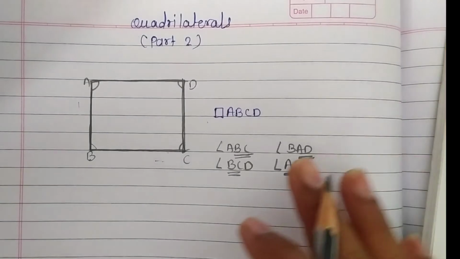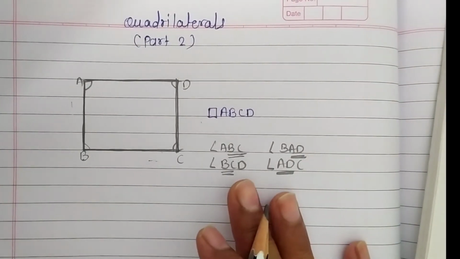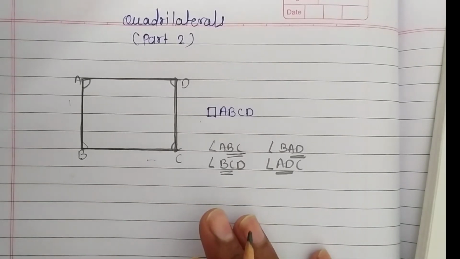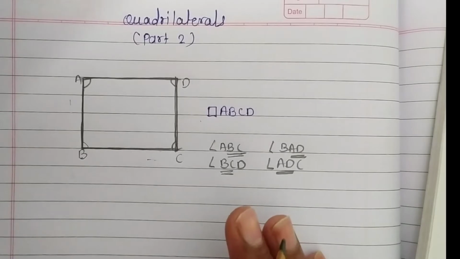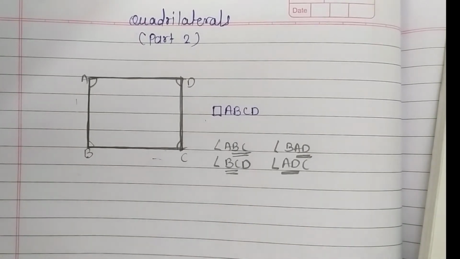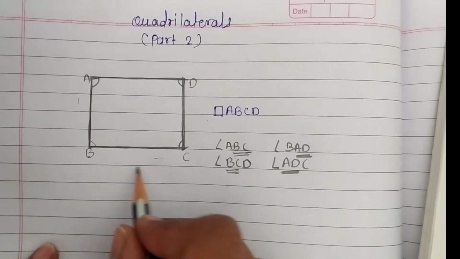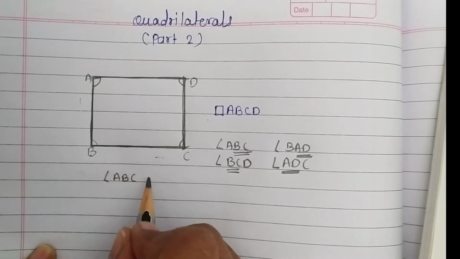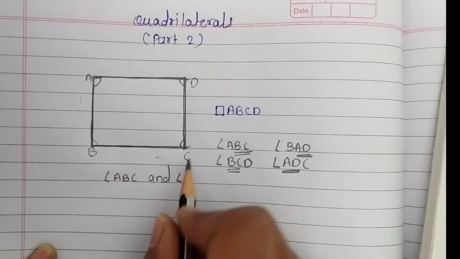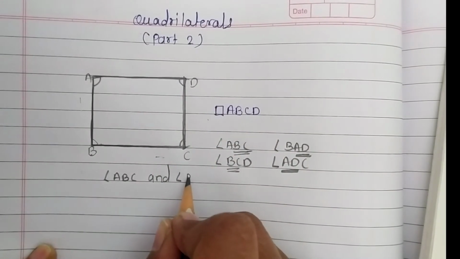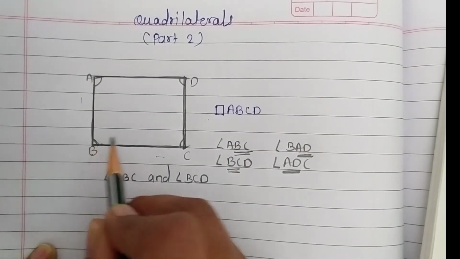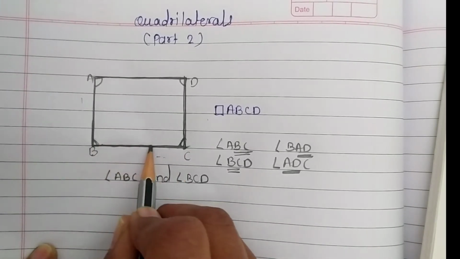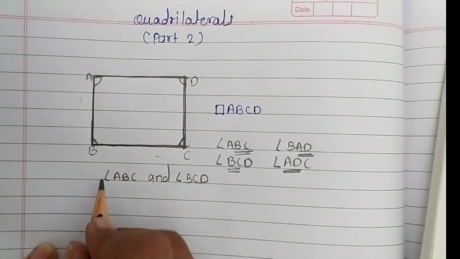This type of angles are known as adjacent angles. Neighboring angles which have a common arm between them are known as adjacent angles. So here adjacent angles are angle ABC and angle BCD. Remember, neighboring angles are known as adjacent angles.